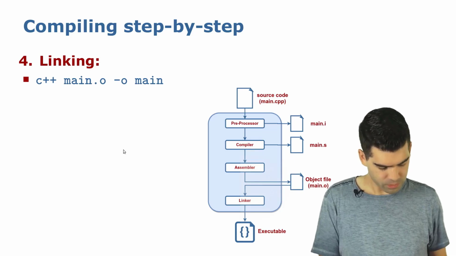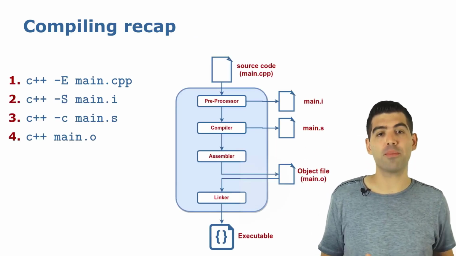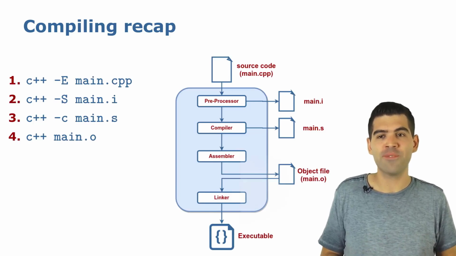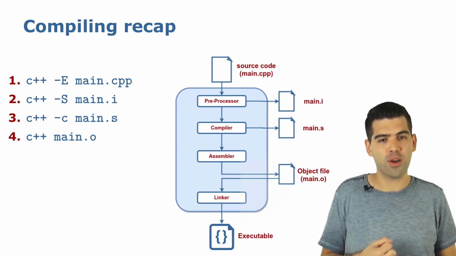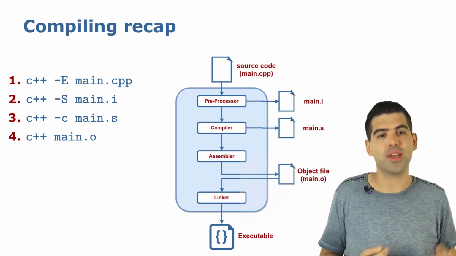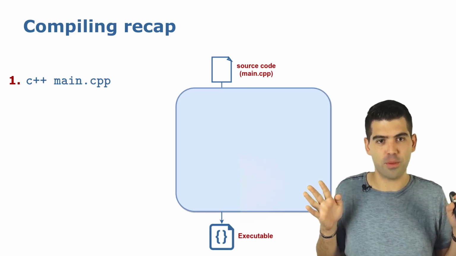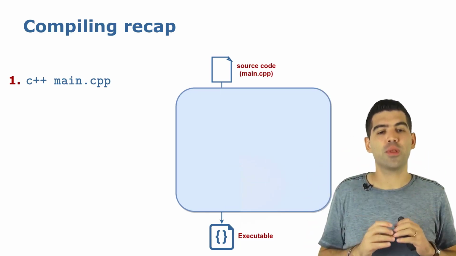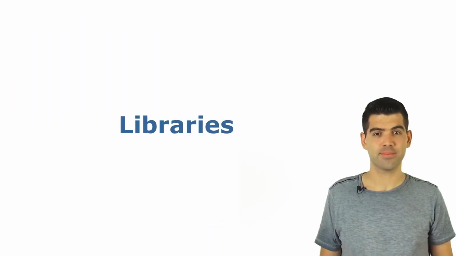So if we recap, if we want to compile a program, even when we don't know it, we're going to go through all these 4 steps. First, preprocessing, then compiling, then assembly to a binary, and lastly, linking. Of course, when we call C++ main.cpp, all this is hidden from the user, and we get at the output the final executable.